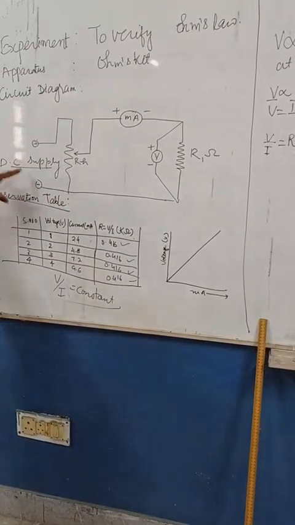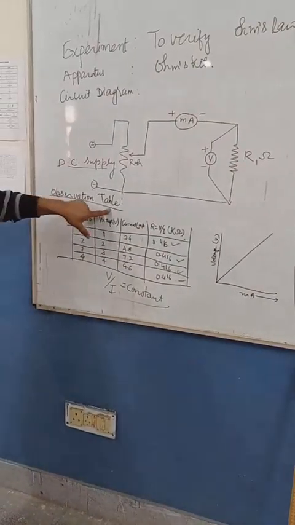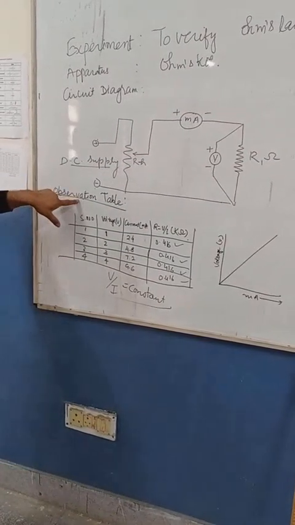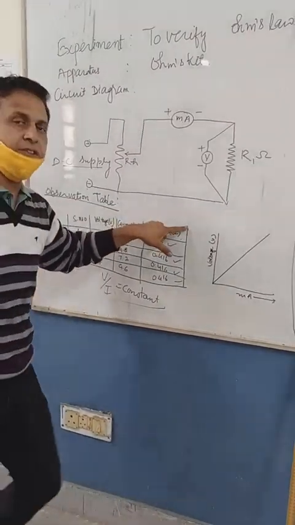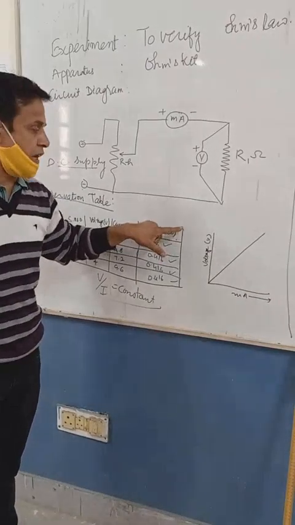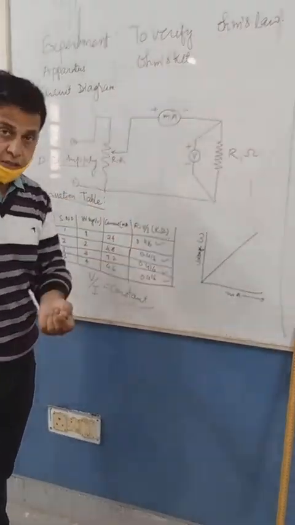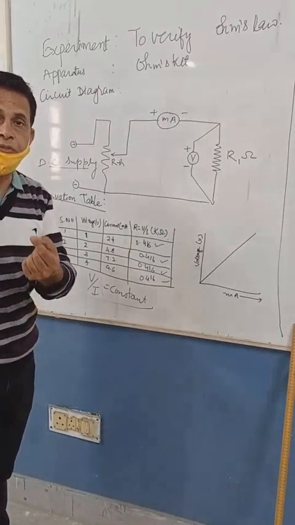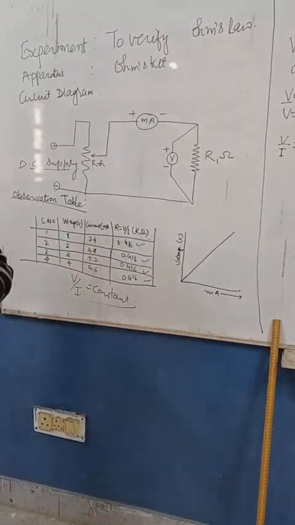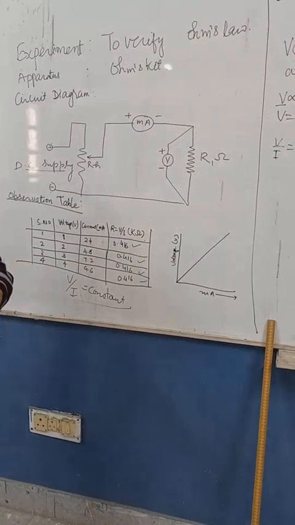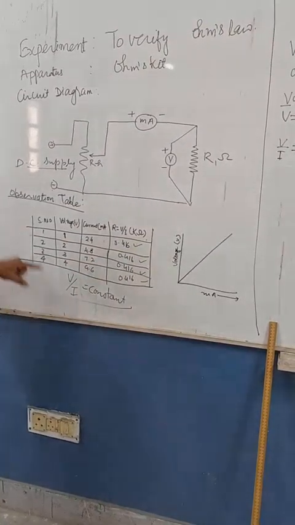After this connection, we will go for the observation. The observation table we can conduct offline once your college starts. I will give a little demo on this in my second video. Just now I am going to explain what it means to verify Ohm's law.